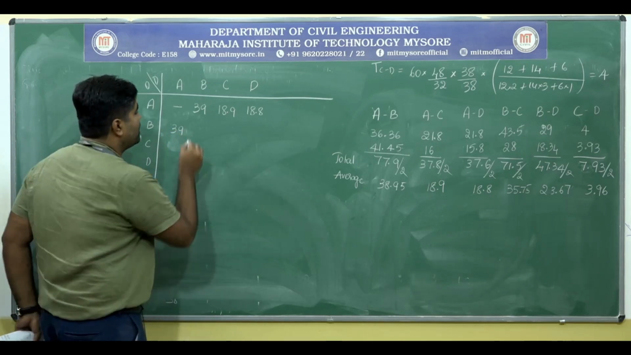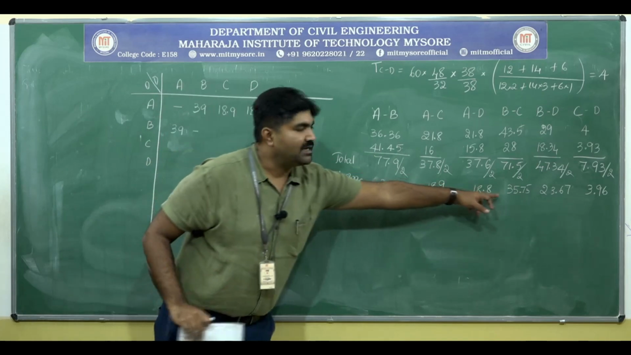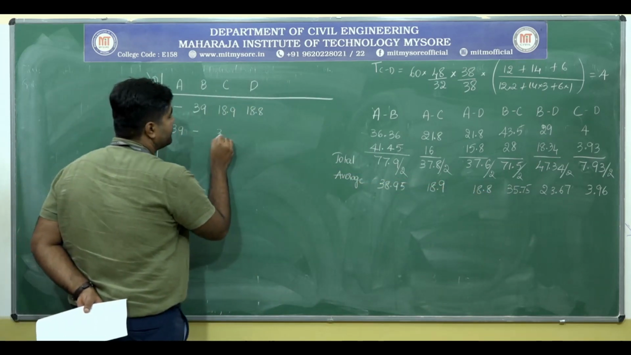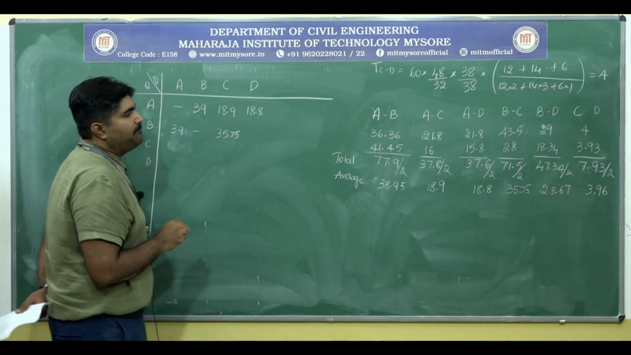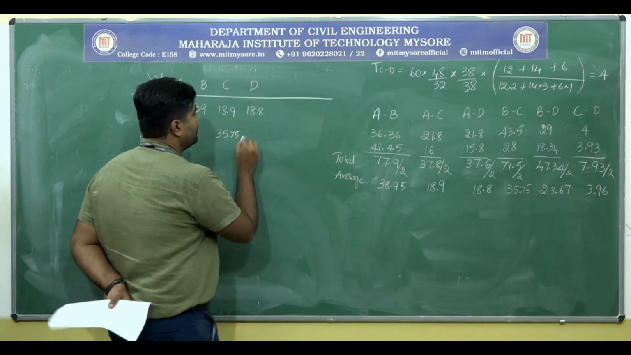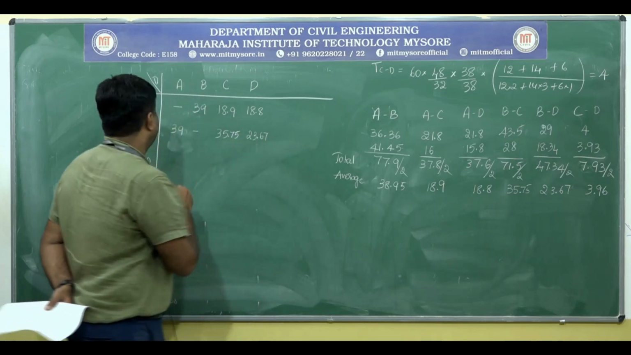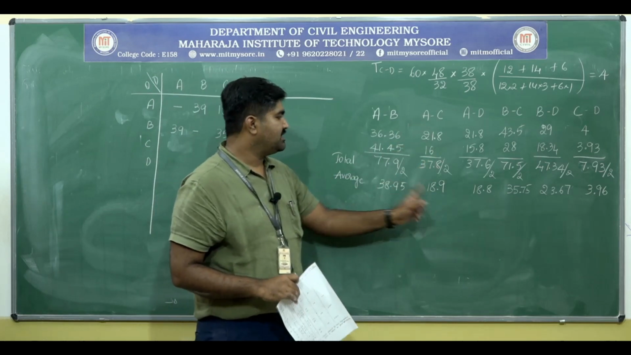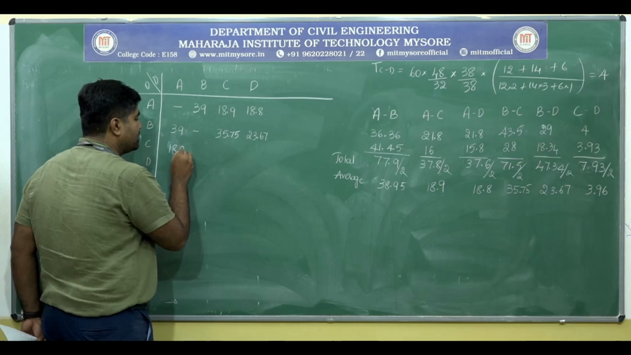Next B to B, we don't have a trace between B to B. Next for B to C, it is 35.75. Next B to D, B to D we got 23.67. Next C to A. A to C, what has come? C to A, enter the same value 18.9.